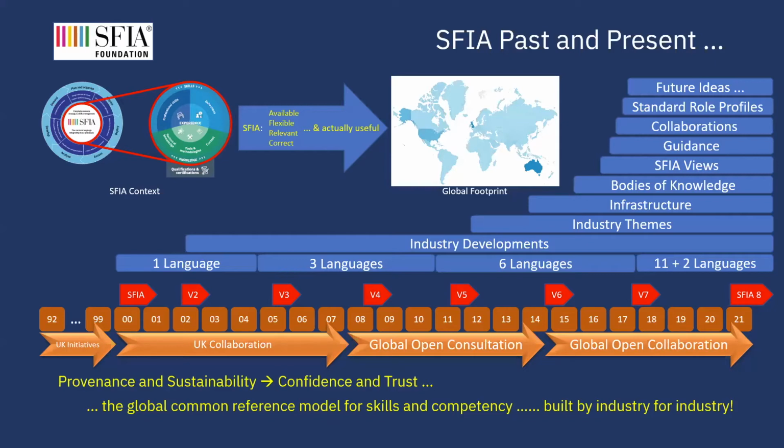We follow industry developments. We look at specific industry themes. We've built the infrastructure to support the ecosystem. We link to bodies of knowledge, something like 47, I think it is now. We've developed SFIA views. We add guidance. We have a number of collaborations with other organizations. We've provided some guidance on role profiles, and we try and satisfy what the industry wants. So SFIA is built by industry for industry.